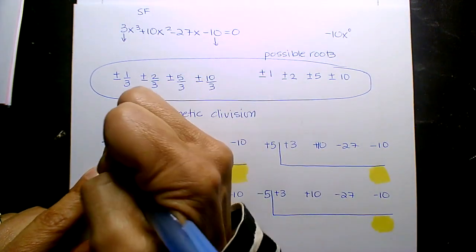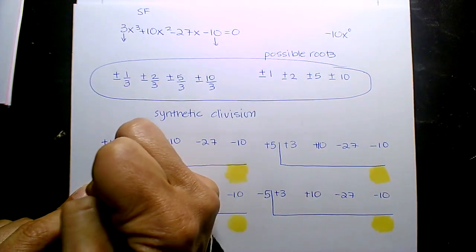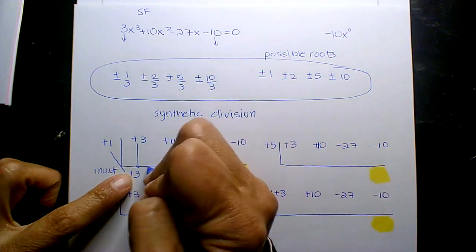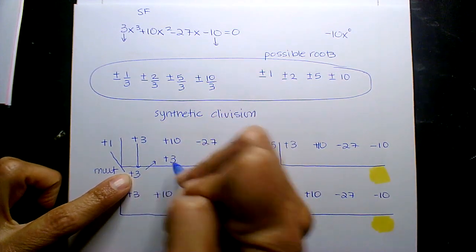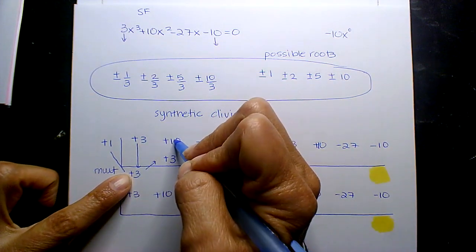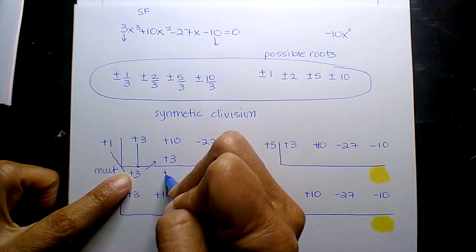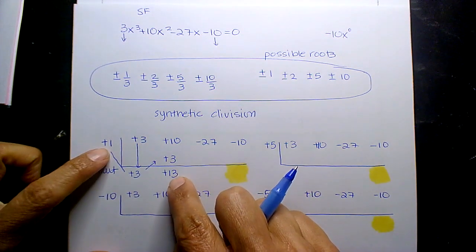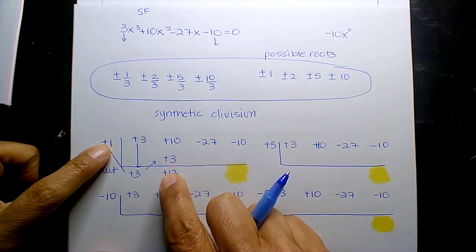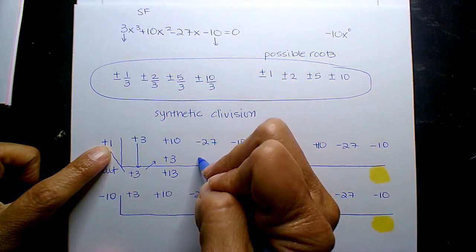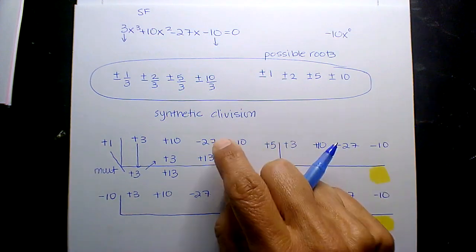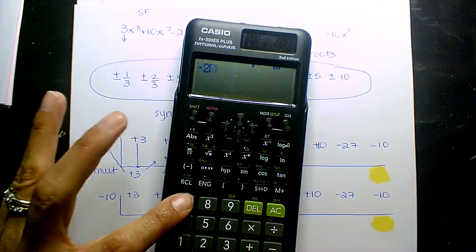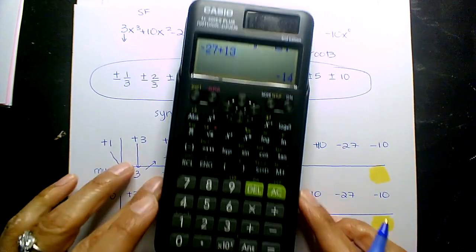You're now going to multiply. So what is 1 times 3? 3, right? So now add. What's 10 plus 3? 13, right? Now multiply. What's 1 times 13? Positive 13. What's negative 27 plus 13? Negative 14.